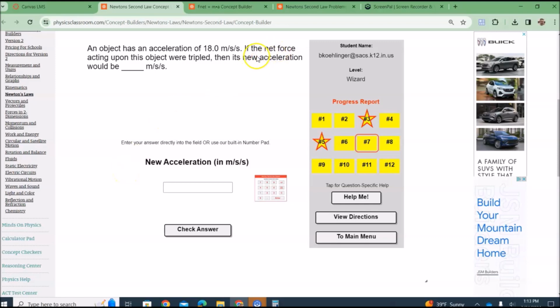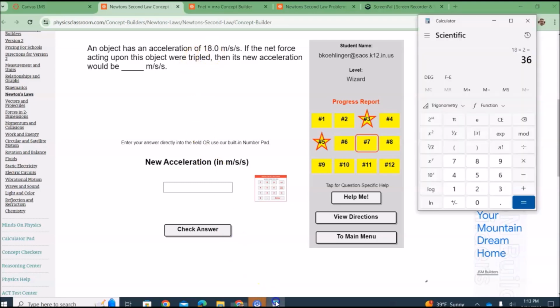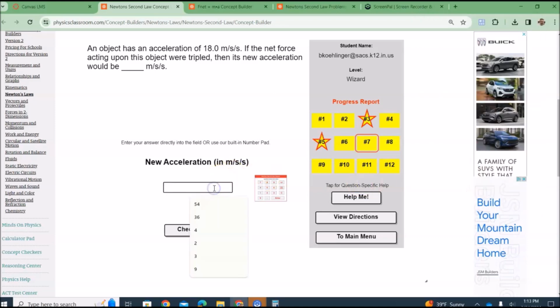Now we're looking at the net force. So the acceleration is directly related to the net force. So if the net force gets bigger, the acceleration gets bigger. In fact, it says the net force is tripling, so that means the acceleration triples. So 54.